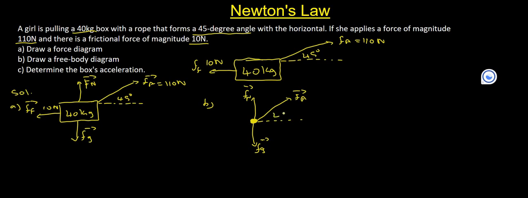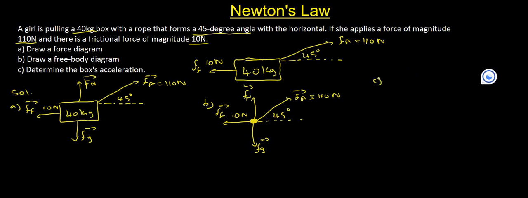This is 45 degrees. And we have our frictional force of 10 Newton acting in the opposite direction. Then we can put our magnitudes. This is 10 Newton. This is 110 Newton. So that will be how to draw our free body diagram. Let's look at number 3. They said determine the box acceleration.